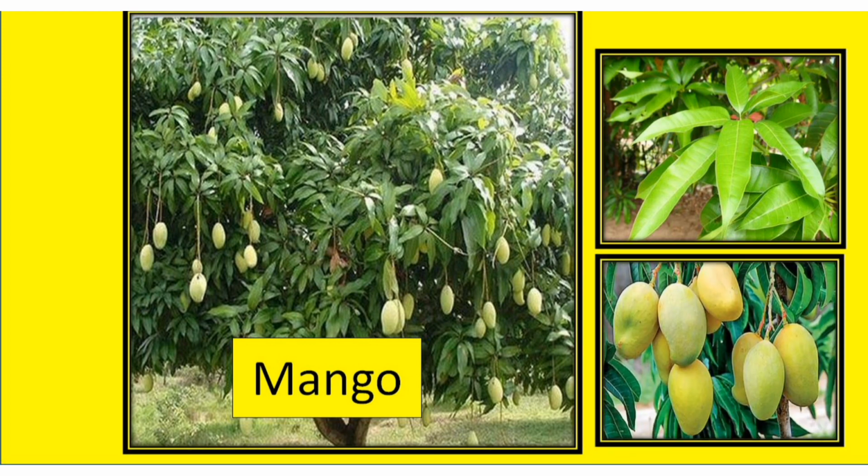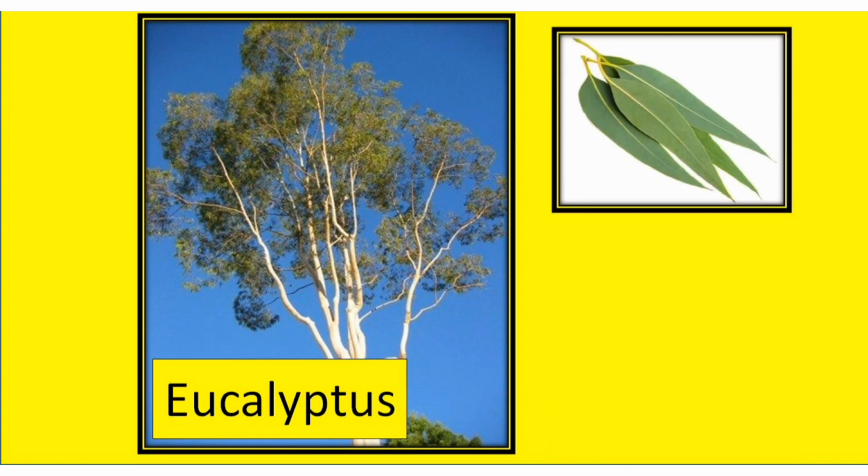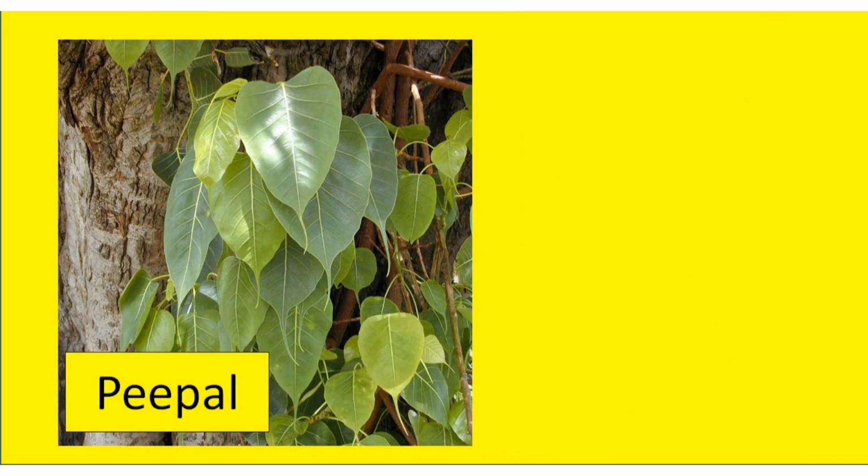Now children, look at eucalyptus, Safeda. Children, we can identify eucalyptus from the shape of its leaves as well as from its trunk, which is white in color. Now children, our next plant is peepal, sacred fig.